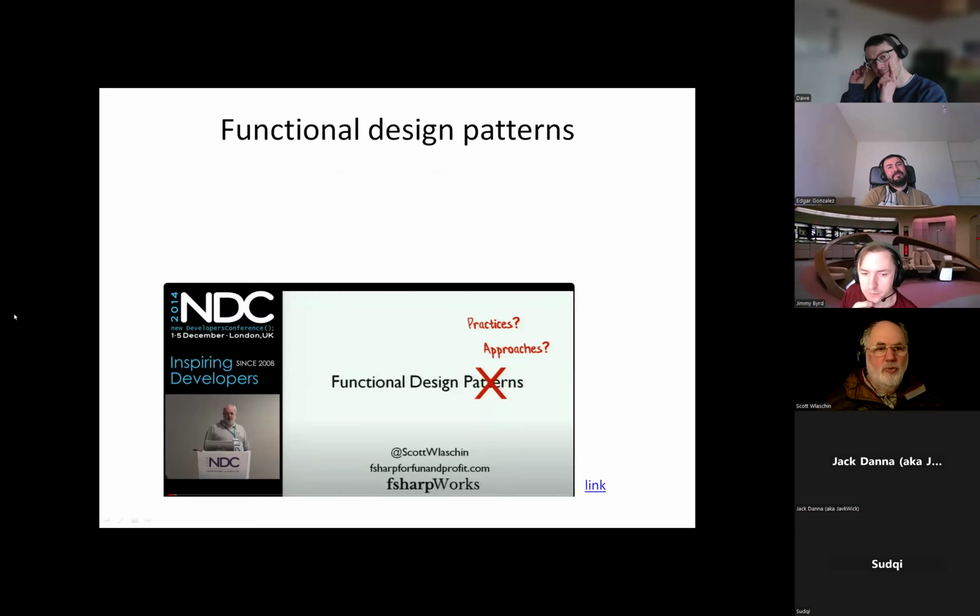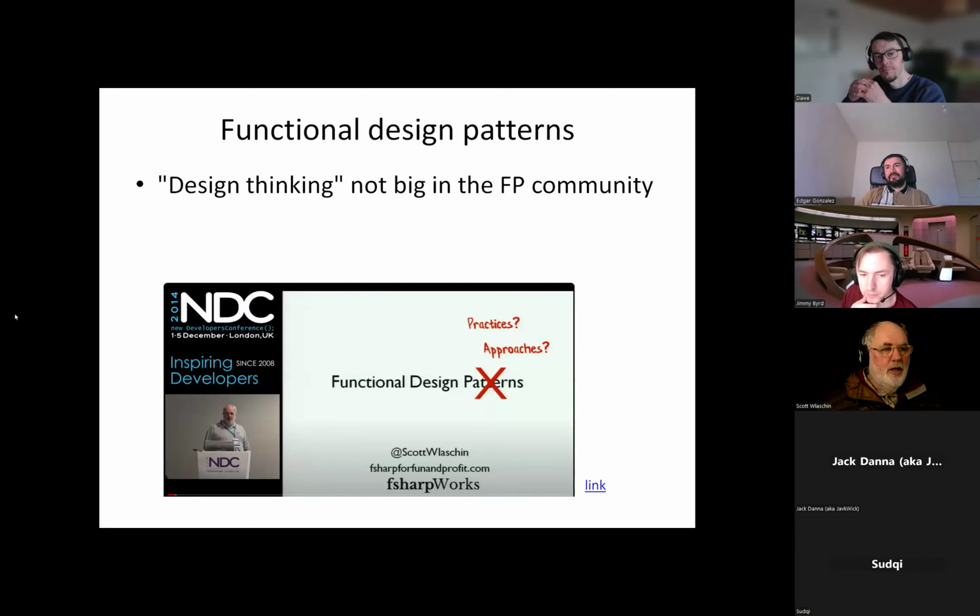And then the next one I did was the talk called Functional Design Patterns. Again, functional programming is very academic, and the whole thing of design, in terms of architecture and design, wasn't really a thing in functional programming. They're very focused on the mathematical side of things. I'm coming from the design side, from the Smalltalk side of things.